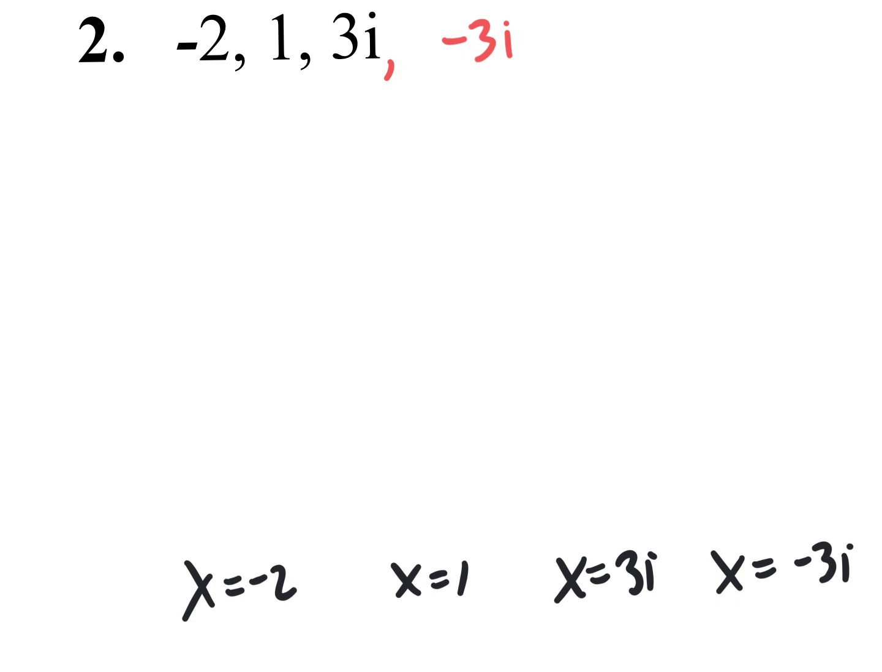And we need to work backwards. So where did each of these binomials, or where did these answers come from? From what binomials that are set equal to 0? How about that first one? Tell me, what binomial set equal to 0 gives me the answer x equals negative 2? X plus 2. And the next one?